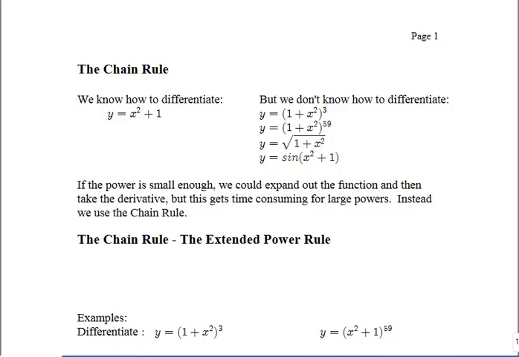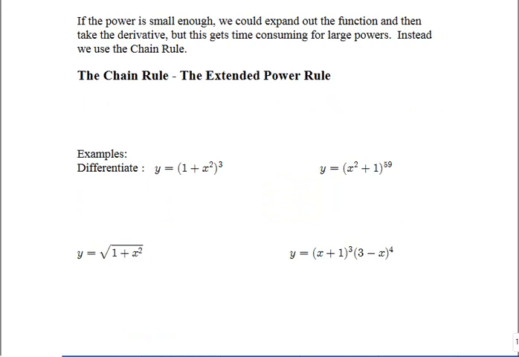Okay, so we're going to start with one version of the chain rule called the extended power rule. And this is finding the derivative of a function f of x that's being raised to some outermost power. So what would be the derivative of a function being raised to an outermost power? And this is what this chain rule says.